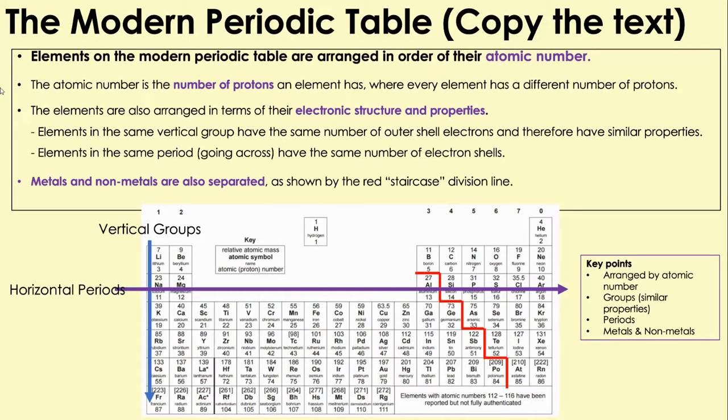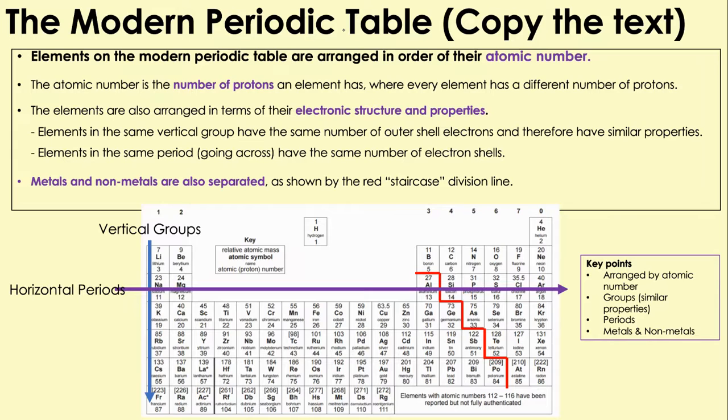Now, because in a neutral atom, the number of protons is the same as the number of electrons, it's also arranged by the number of electrons an element's got. So this means that the periodic table is arranged in terms of the electronic structure and their properties. So elements in the same vertical group are going to have the same number of outer shell electrons.